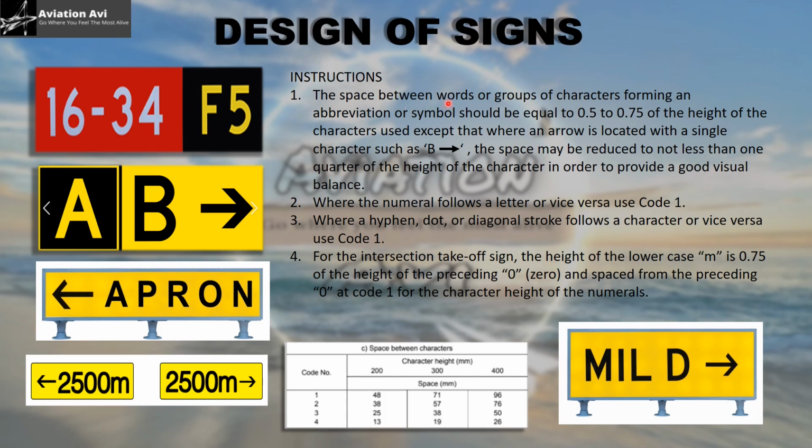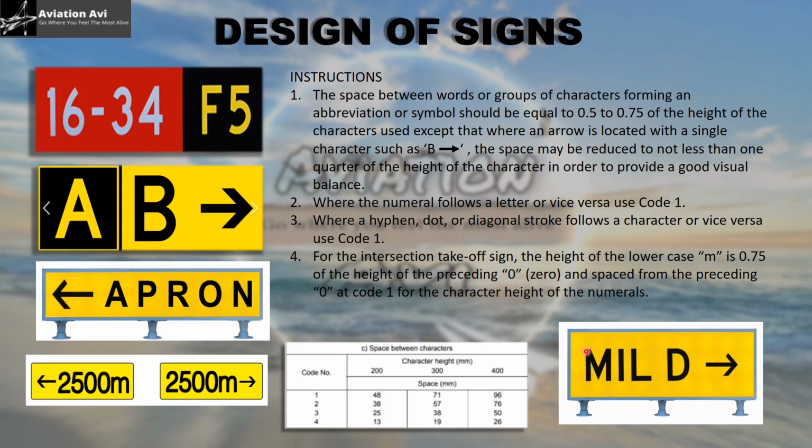The space between words or group of characters forming an abbreviation or symbol should be equal to 0.5 to 0.75 of the height of the characters. Which means, let us look at this example, mil space D followed by an arrow. So this is a group of word followed by another. So the space between mil and this D, how is it decided? Basically it should be half to 3/4 of the height of the character.